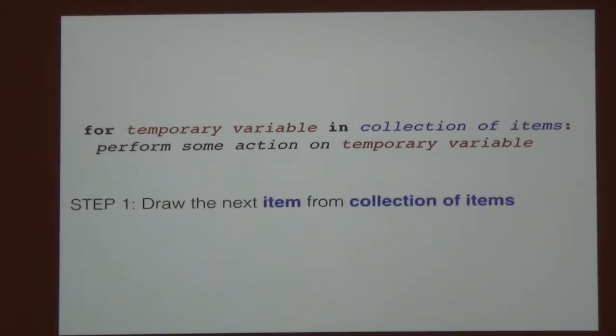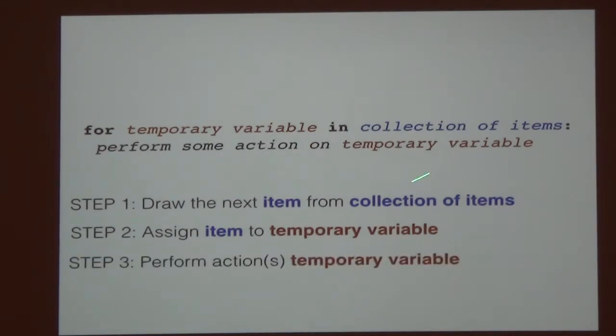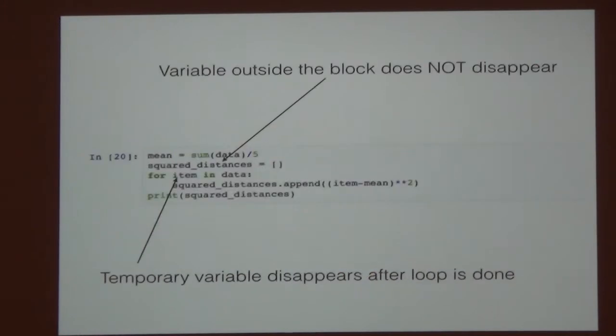So basically, a for loop works like this. This simple syntax does these steps here. Step 1, it draws the next item. That was the name of the item in this collection of items. Step 2, it assigns that item to this temporary variable. Now that temporary variable takes the value of the item. Step 3, it then performs these actions on that temporary variable. And then step 4, this is why it's called a loop. It loops back in and goes for the next item. And when you run out of items, the loop ends. Any questions so far? Does that make sense? So it's a simple statement, but actually some complicated things are happening inside.